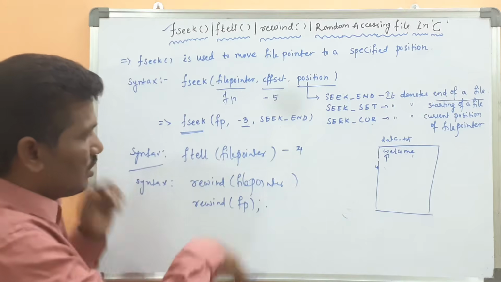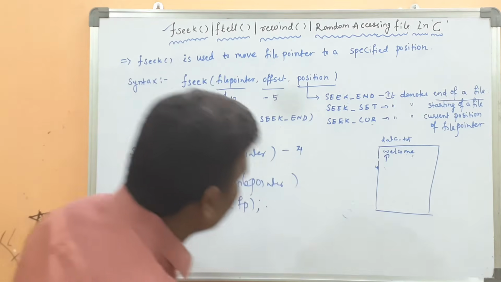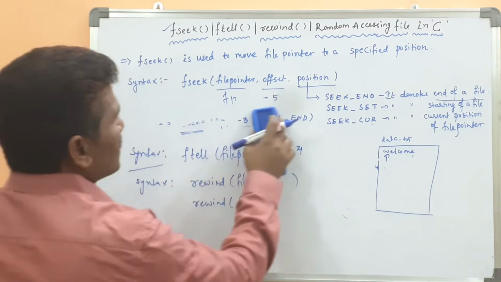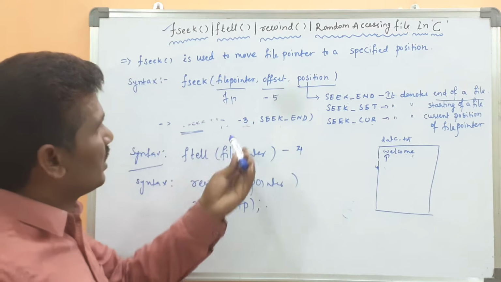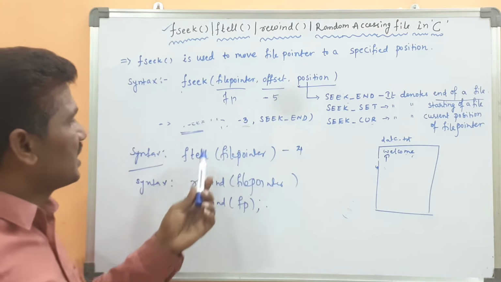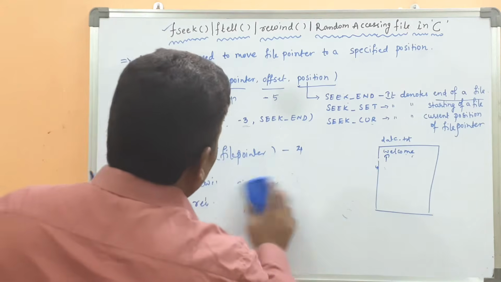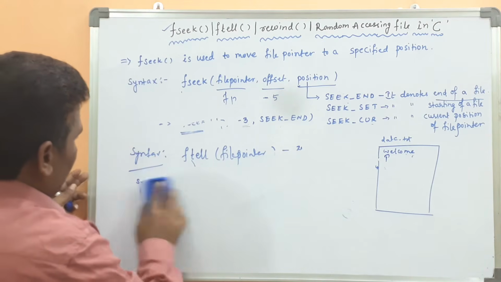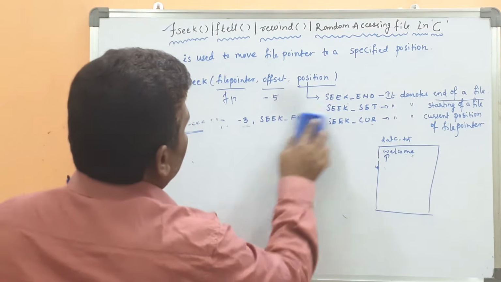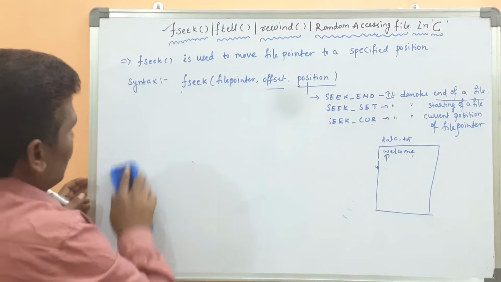Okay, I will use all these in a single program. Then I will go for the example. Please listen carefully. Hope everybody understood the fseek, ftell and rewind functions. Then I will write down the example.